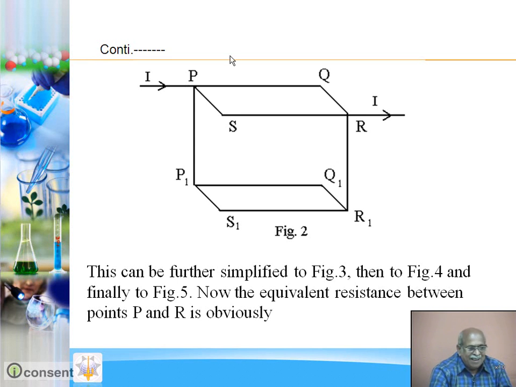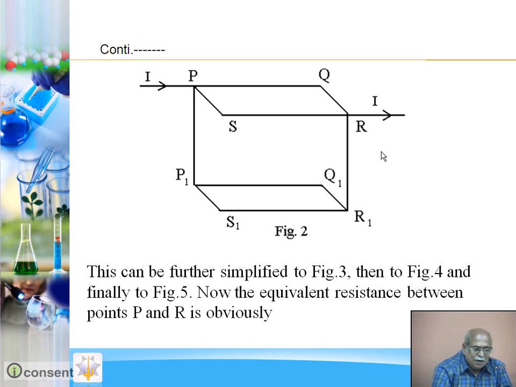PQ, QR. They are of course in series. Whatever is current from P to Q, same must be current from Q to R. Similarly, PS, SR are in series. Then series combination PQR is in parallel with series combination PSR. Same thing repeated on the lower side. P1 Q1 and Q1 R1 are in series. P1 S1, S1 R1 series. And then P1 Q1 R1 is in parallel with P1 S1 R1.